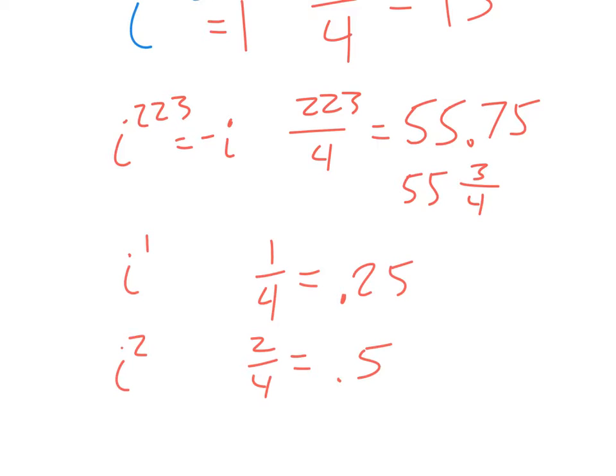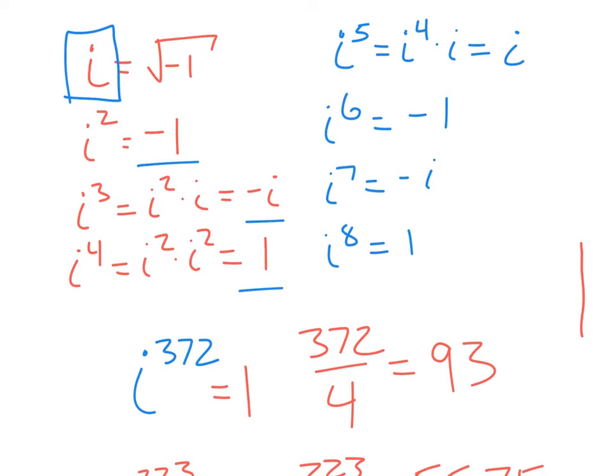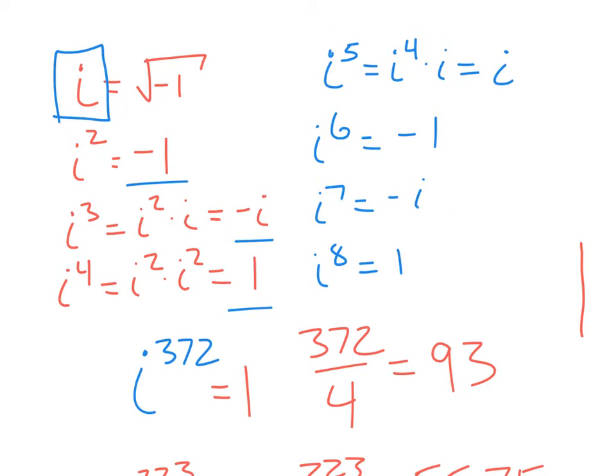It just depends on what your fraction is. If you go through and then you have 1 left over, then it stops up here at i. If there's 2 left over, then it stops at i squared, which is -1. If there's 3 left over, then it stops at the 3rd step and it's -i. So it's just how many are left over.